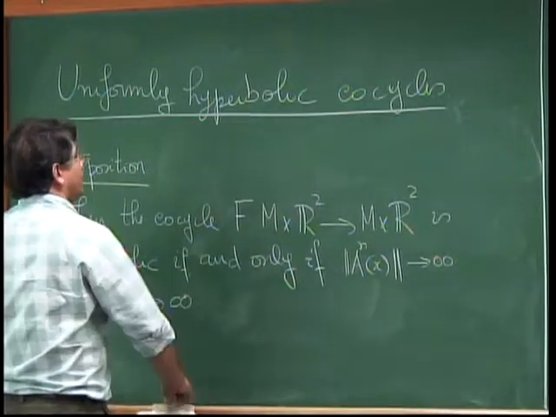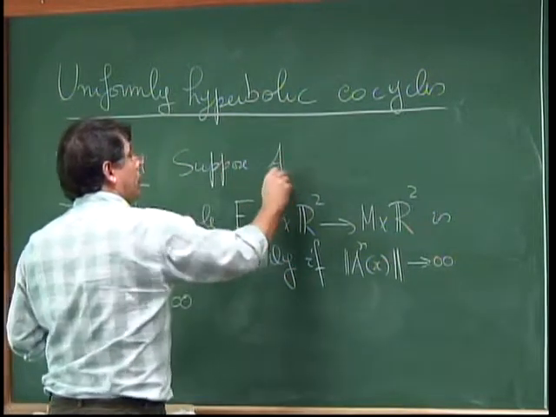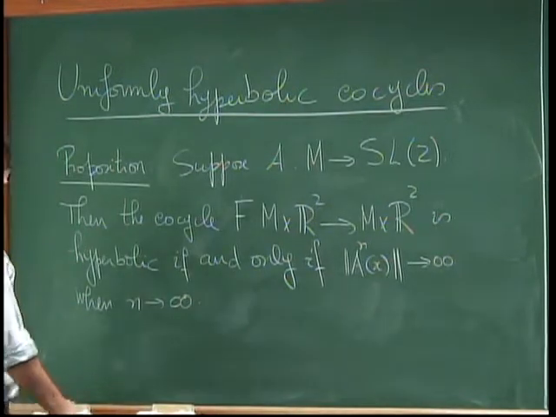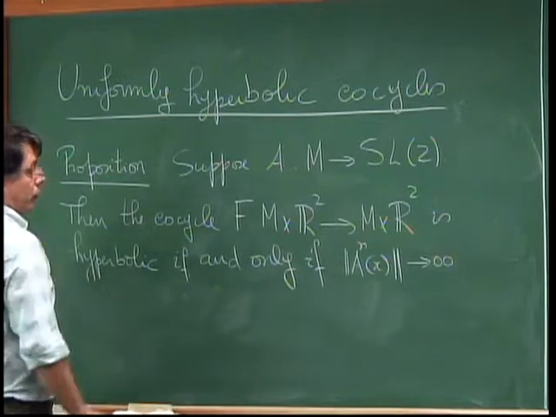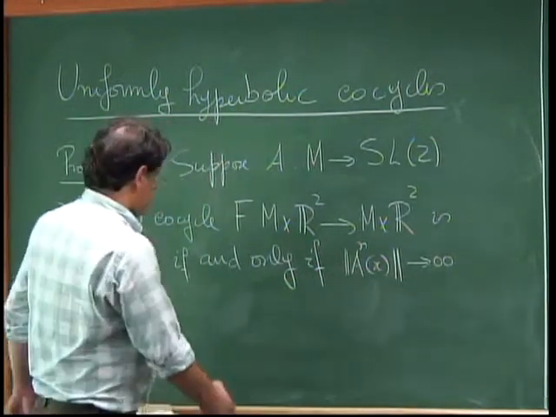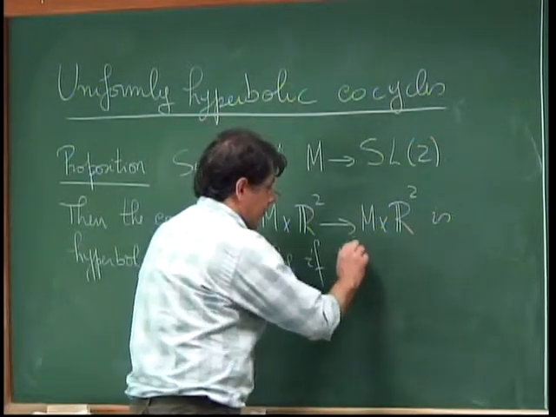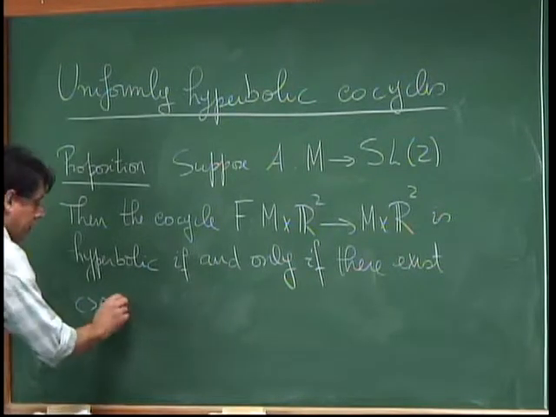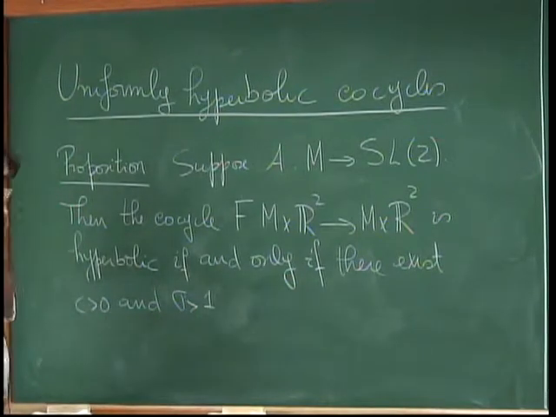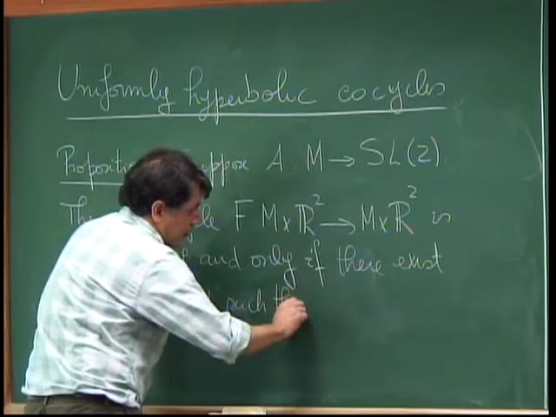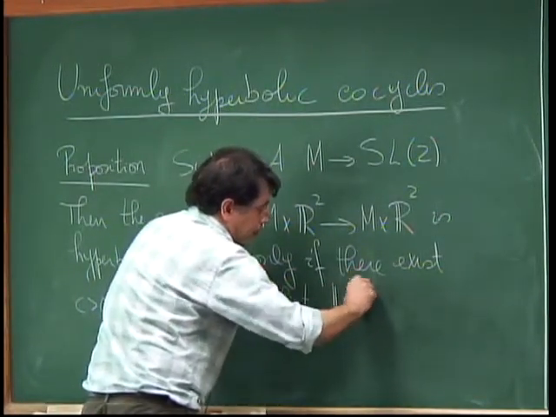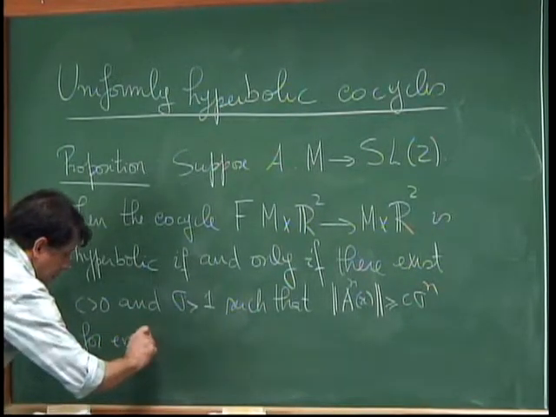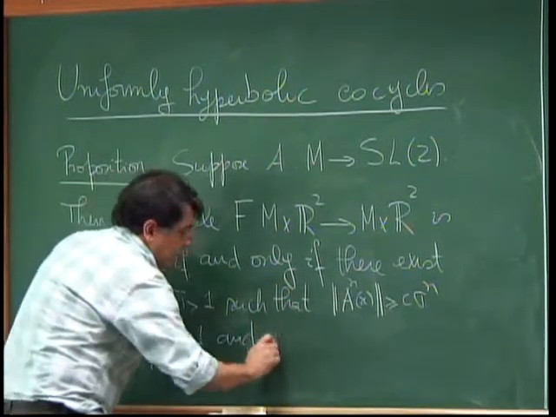So suppose A goes from M to SL(2), so 2 by 2, but I also want the determinant to be 1. And then I want to say that A^n goes to infinity exponentially fast. The way to say that is if there exist constants c and sigma such that the norm of A^n(x) is bigger than c sigma^n for every n and every x.